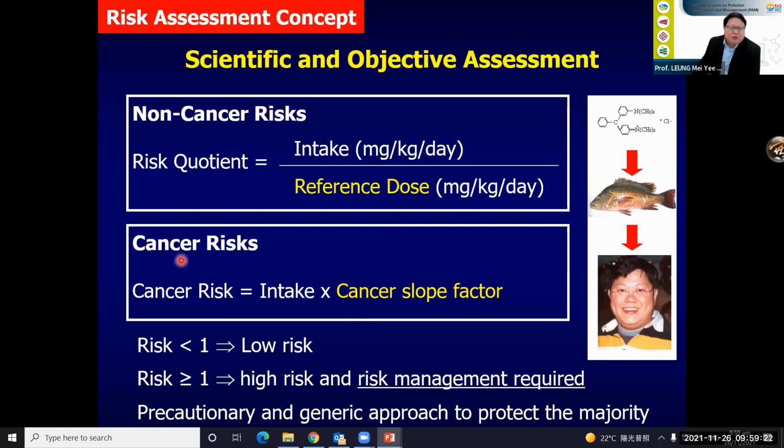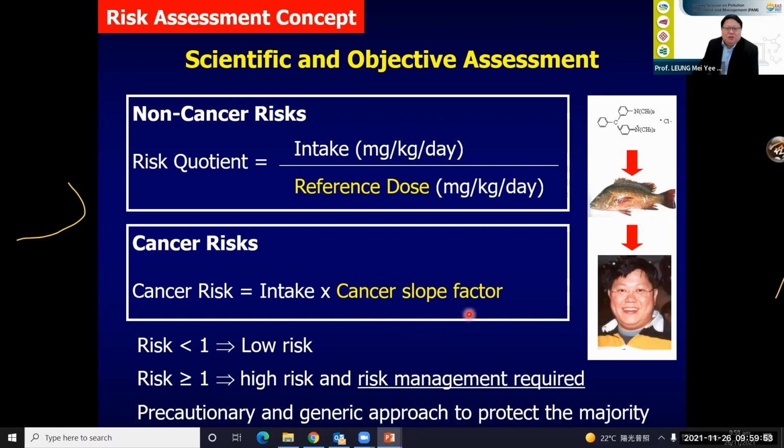Another factor is called cancer risk. The calculation uses this equation: the amount of intake multiplied by the cancer slope factor. Normally, in a normal situation, this is 10 to minus 6, okay? That means 1 in 1 million will have a chance to have cancer without taking any pollutants, okay?